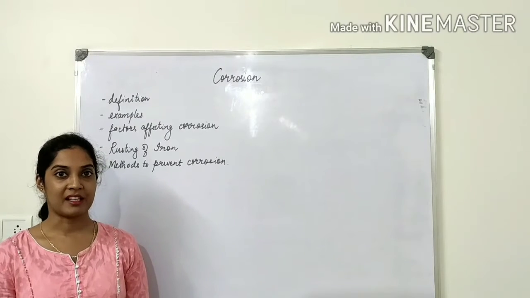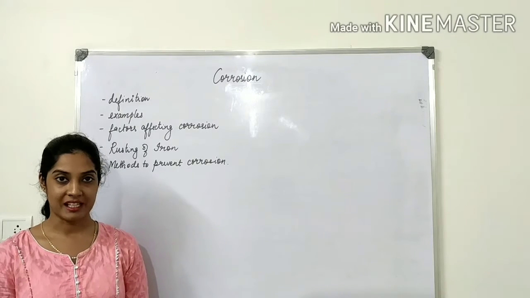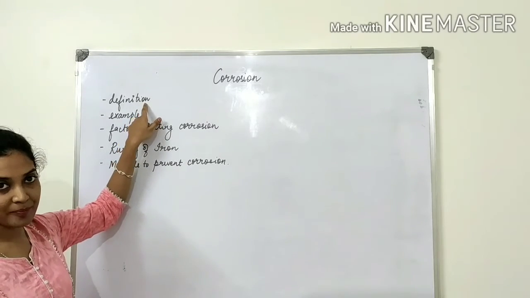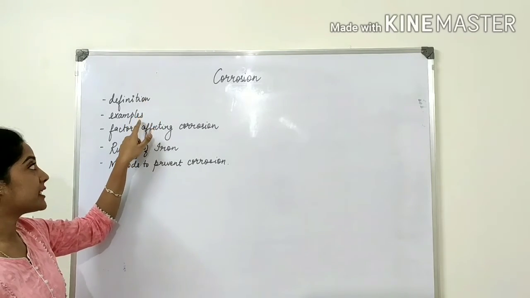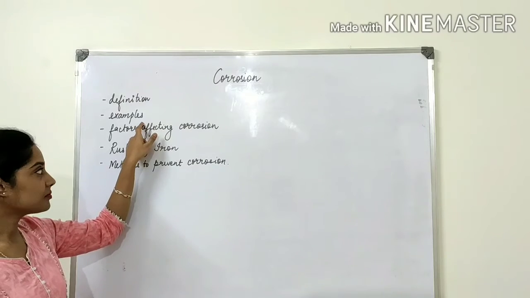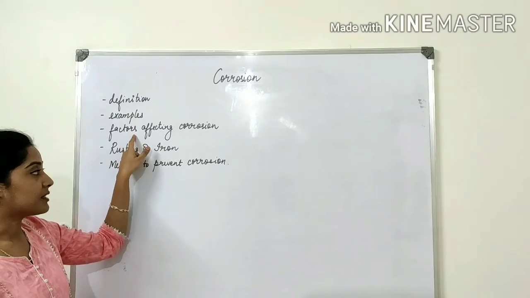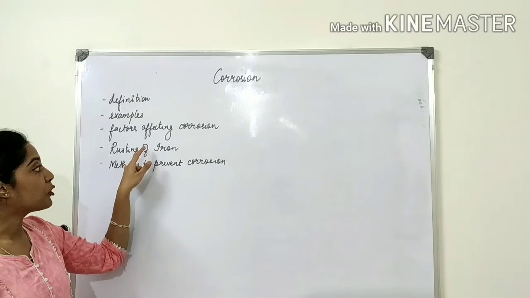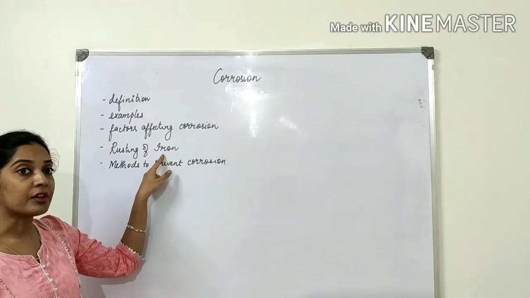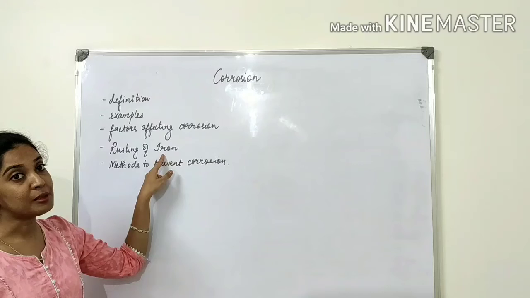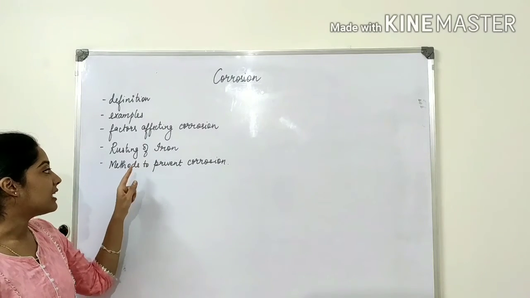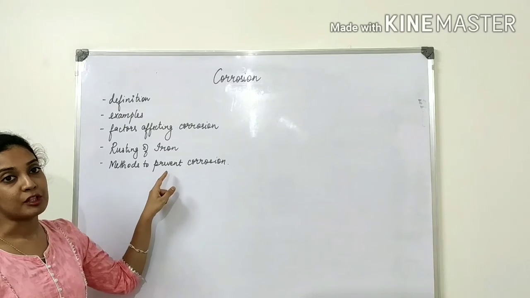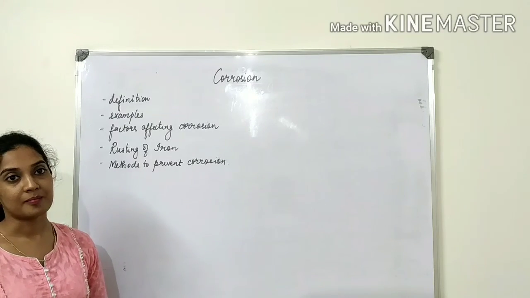Let us now summarize what we learned in today's session. We learned how to define corrosion. We also discussed a few examples of corrosion. We looked at some factors that affect the process of corrosion. We learned about the corrosion of iron or rusting of iron in a little more detail. And last but not the least, we discussed a few methods by which corrosion can be prevented.